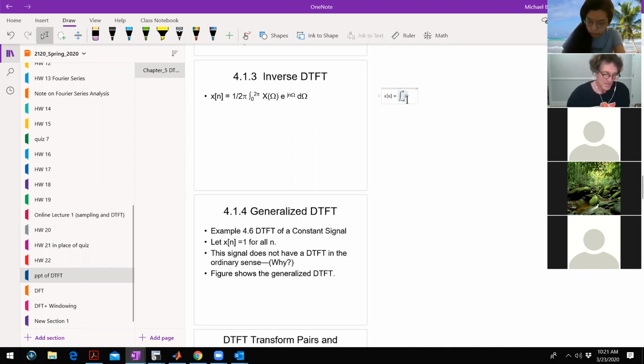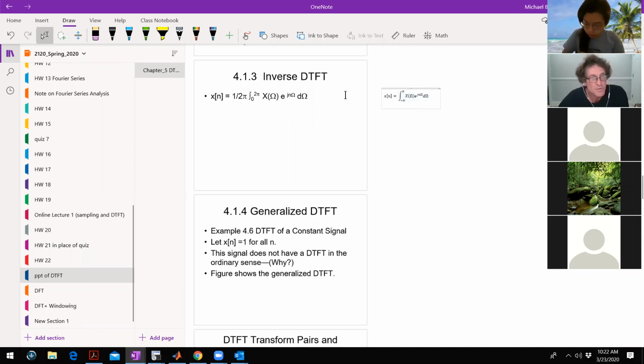Then you put x of capital omega here. If you want to do it by integration, usually you don't even have to, because you'll know by duality how to get this. Or you'll know the transform pairs, times e to the j capital omega n, or really n goes in front usually. And then it's d omega. So now that's how you would get x of n.